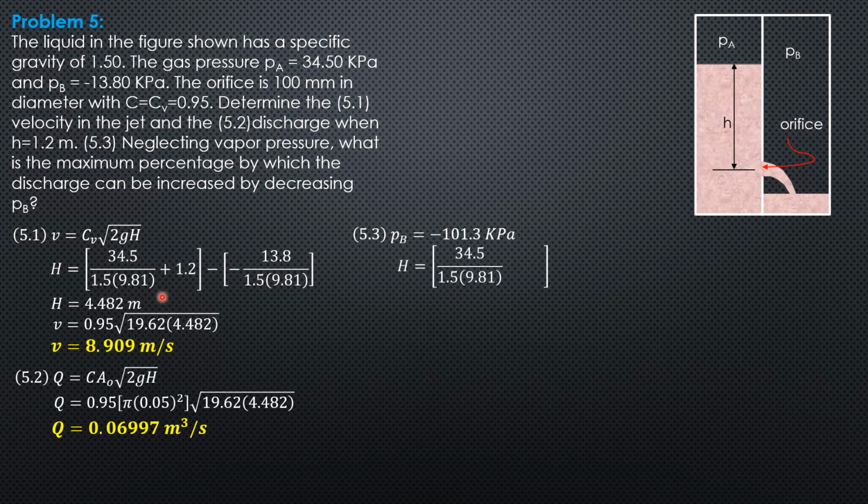34.5 over 1.5 times 9.81 plus 1.2 minus quantity negative 101.3 over 1.5 times 9.81, the pressure head at B. So h this time is 10.43 meters.